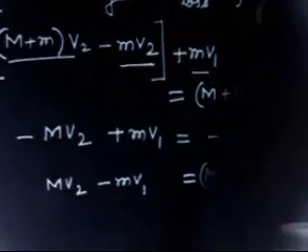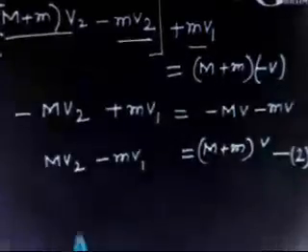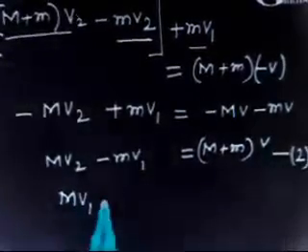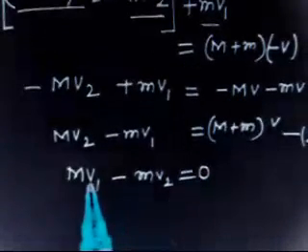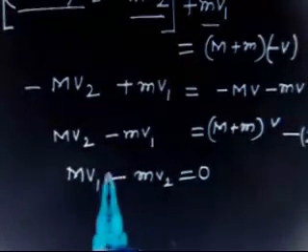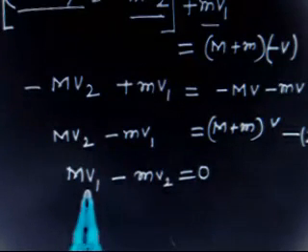So you have equation number 1 somewhere here: mv1 minus Mv2 is equal to 0. If I plug in the value of v1, I can get the value of v2. The question asks us to find v1 and v2, so let us plug in the value of v1.